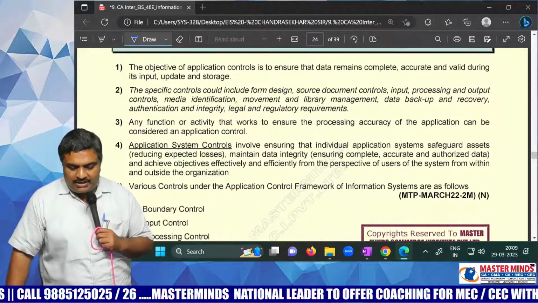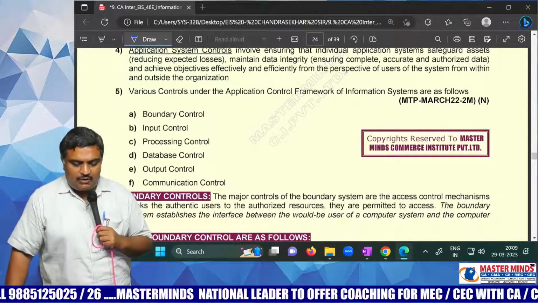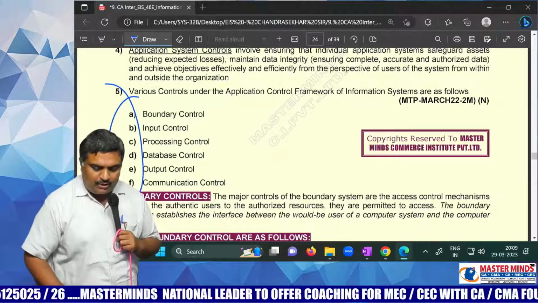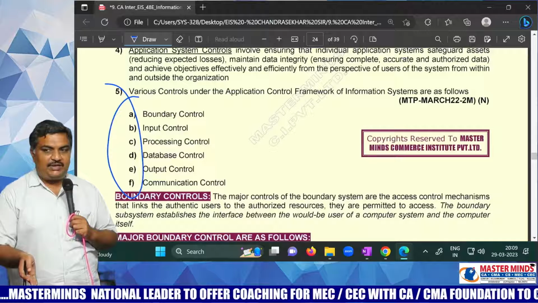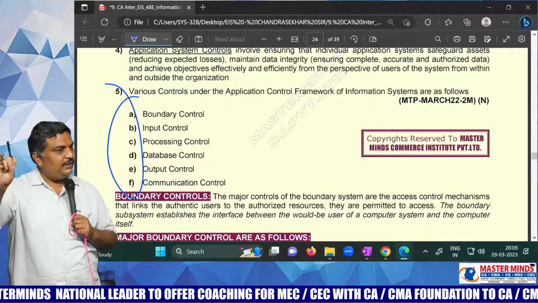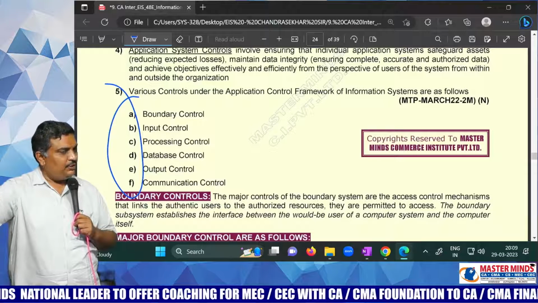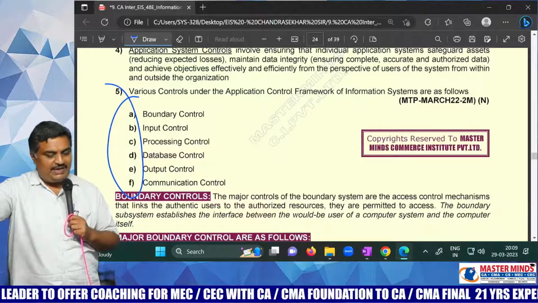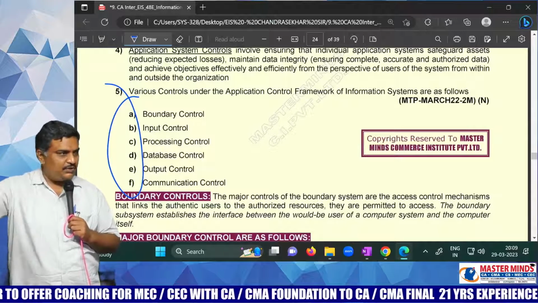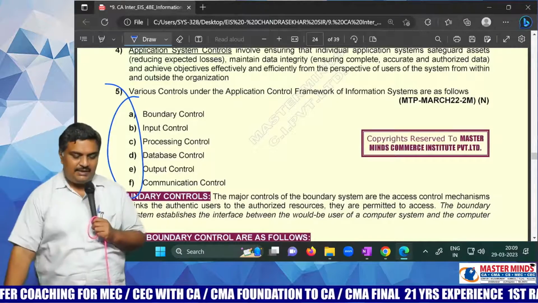Now what are application controls? Application controls means boundary controls, input control, processing control, database control, output control. In the morning itself we studied. Where do you get the problems from? Input, you will get the problems. So you will have input control. Output, you will have risks, output controls. Network, you will have risks, network controls. Database, you will have risks, database controls.